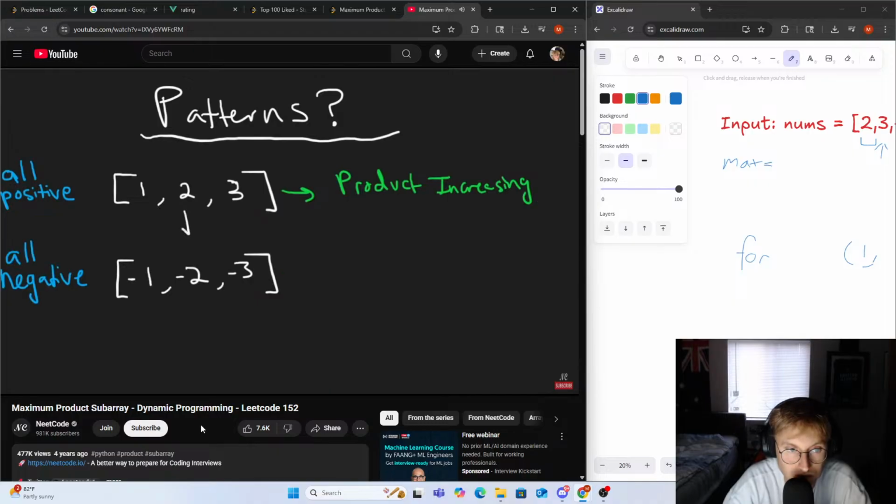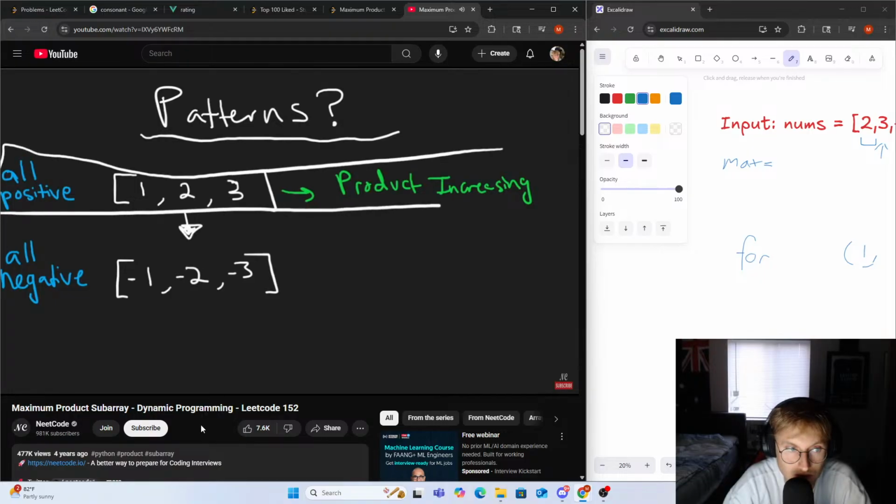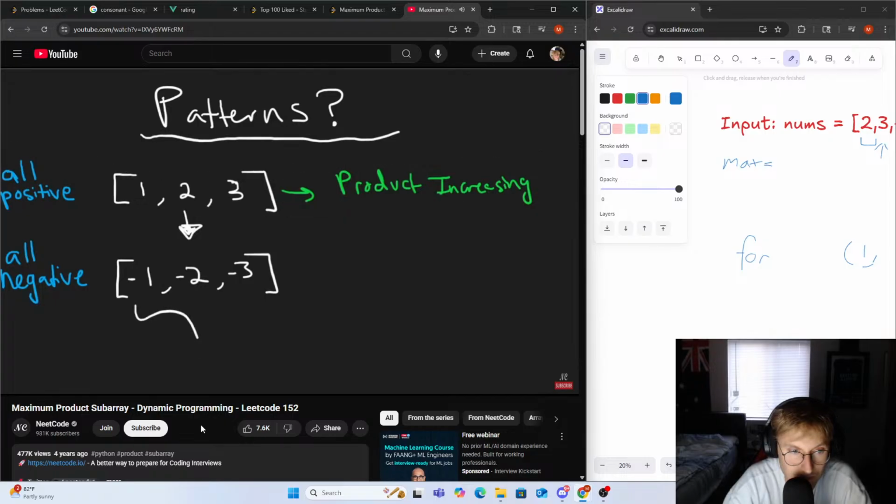So now let's look at the opposite scenario. What if we had all negative numbers? Because all positives is easy. You just multiply all of them and you get the max product. But with negative numbers, it's a lot more tricky. So let's look at the first number. Up until here, the max product is just -1.